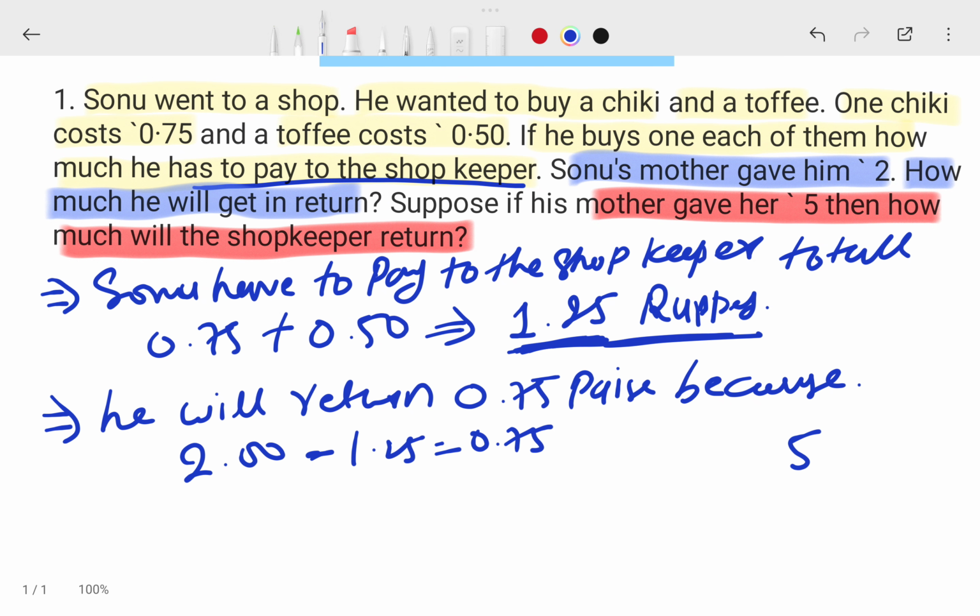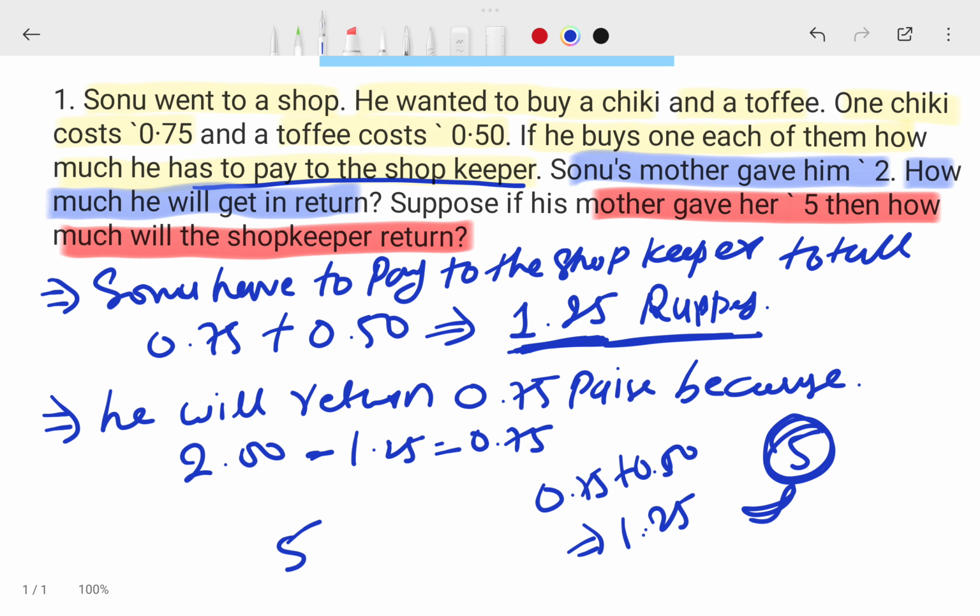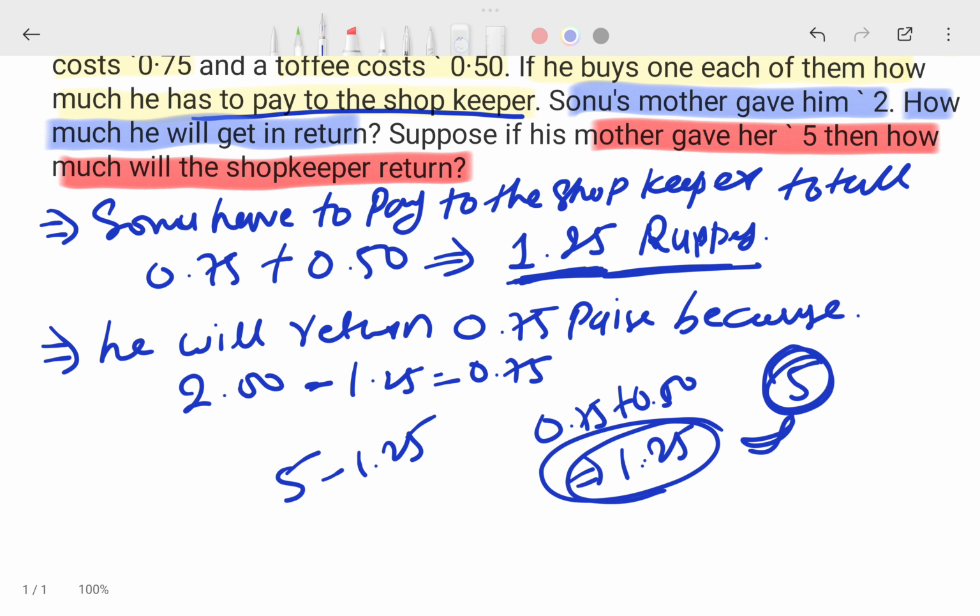Okay, what will be the price? He bought chikki for 0.75 rupees and chocolate for 0.50 rupees. So how many total rupees? It is 1.25 rupees. Sonu gave 5 rupees to the shopkeeper. So out of the 5 rupees, how much will be cut? Only 1.25 rupees will be cut. So the question will be like that.